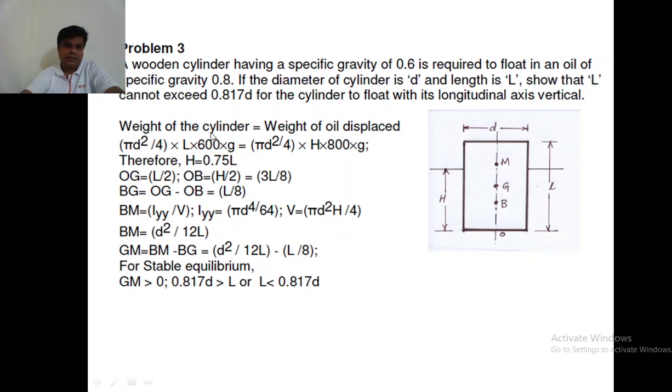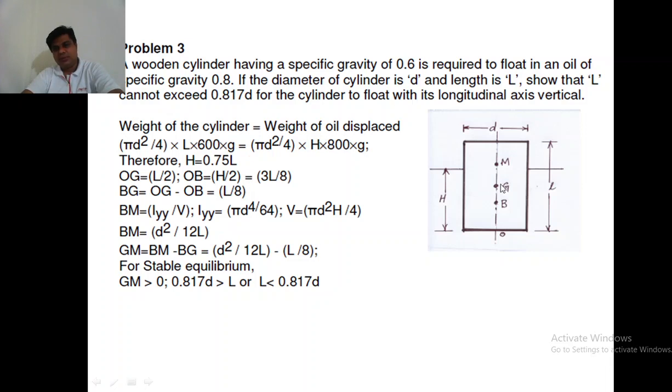Weight of the cylinder is nothing but its volume into weight density. Volume is nothing but the cross-sectional area into length, that will give you the volume of the wooden cylinder. So area into length, then this rho is the density of the wood. Specific gravity is 0.6 multiplied by 1000, we will get 600. Density of the wood is 600. Then rho g, so g is there, it will be equal to the weight of the oil displaced.